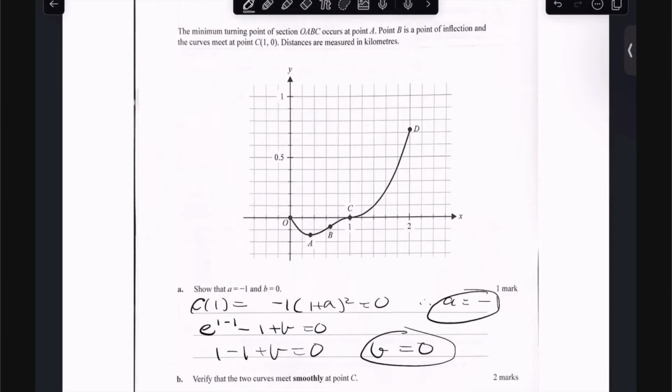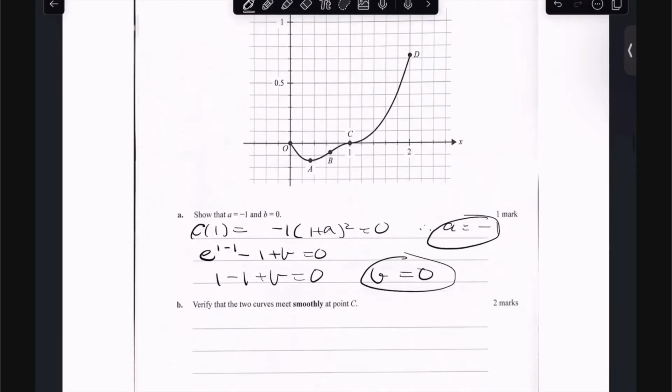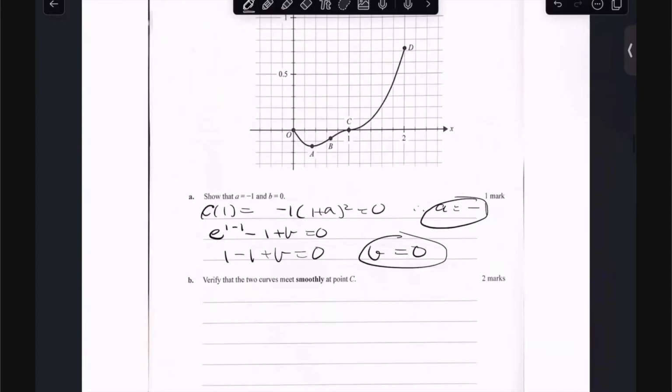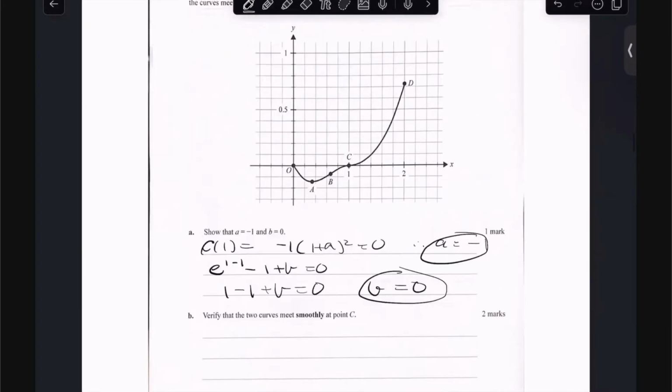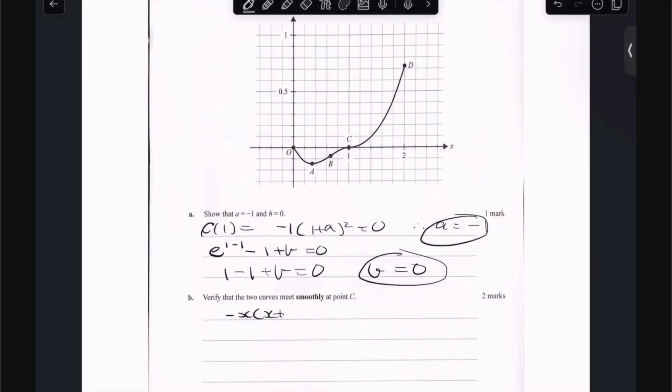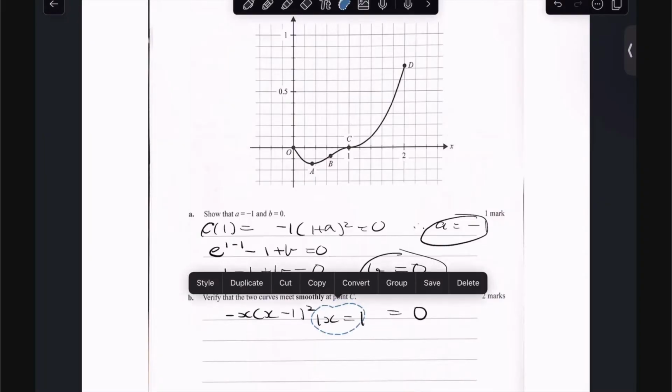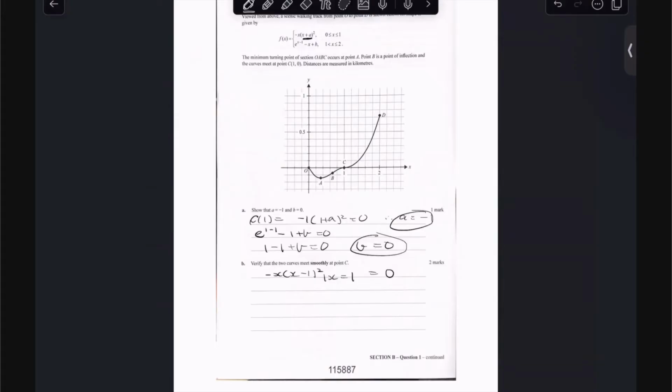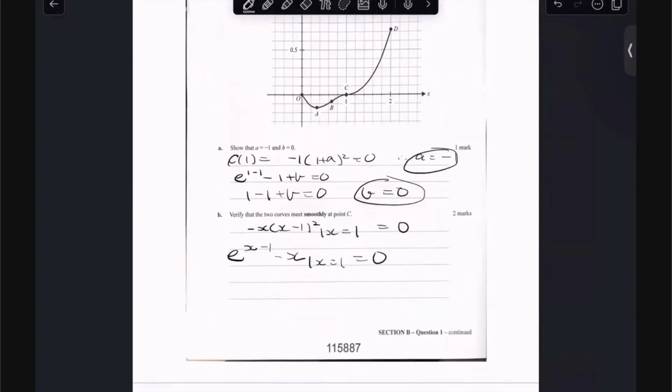Verify that the two curves meet smoothly at point C. So, of course, negative x times x minus 1 squared at x is equal to 1 is equal to 0. And that looks a bit weird. Let me just... And also, e to the power of x minus 1 minus x at x is equal to 1 is equal to 0. So they join. Now we just need to show that they join smoothly.